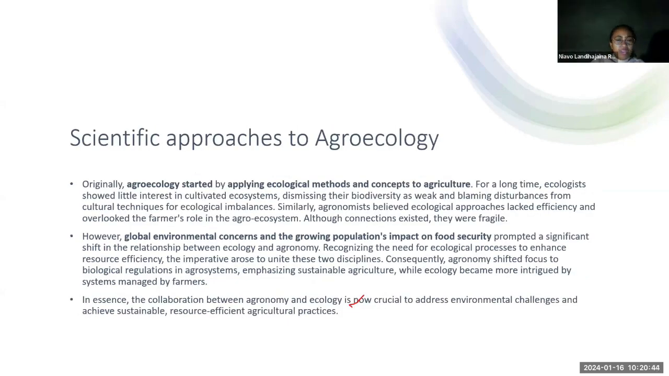There are different scientific approaches, so we can abstract by applying ecological methods and concepts to agriculture. Some agronomists believe agroecological approaches lacked efficiency and overlooked the farmer's role in the ecosystem. The collaboration between agronomy and ecology is now crucial to address environmental challenges and achieve sustainable, resource-efficient agricultural practices.